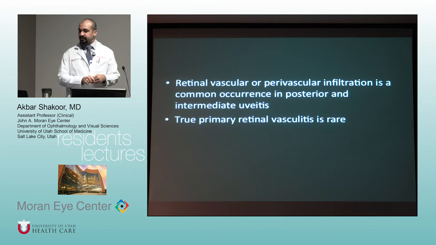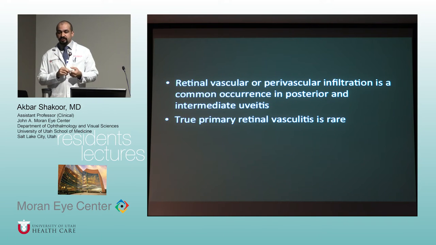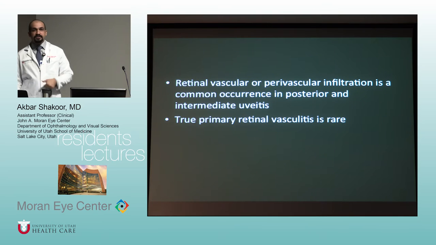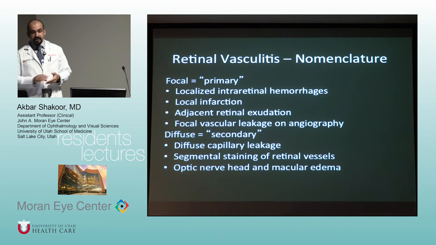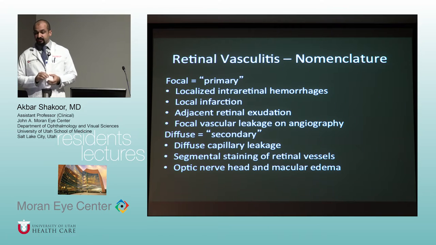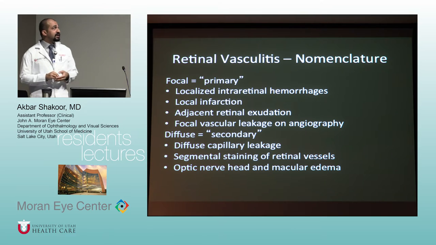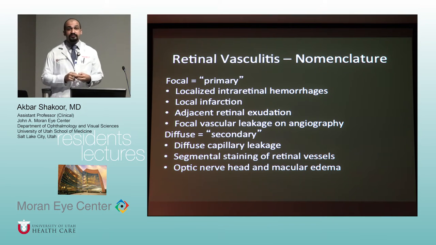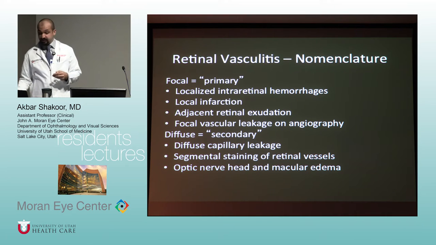Retinal vasculitis is retinal vascular or perivascular infiltration. It is a common occurrence in posterior and intermediate uveitis, but in order for it to be demarcated as retinal vasculitis, it needs to be the primary lesion. It needs to be either an endotheliitis or an inflammation or infiltration around blood vessels as the initiating lesion. Retinal vasculitis can be primary, and therefore focal. It can be localized with intraretinal hemorrhage. You can have local infarction, adjacent retinal exudation, or it can be diffuse or secondary, which is what you see in intermediate uveitis, in which case you see diffuse capillary leakage, segmental staining of retinal vessels, optic nerve head, and macular edema. I like to call it inflammatory vasculopathy to distinguish it from retinal vasculitis.